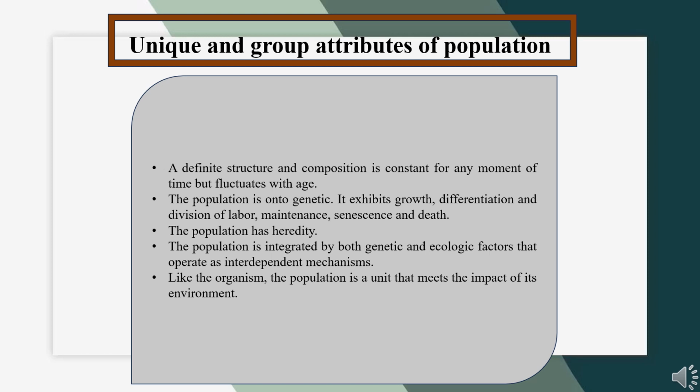The point merits further elaboration. At least five general attributes are exhibited by populations and organisms alike. Those are: a definite structure and composition that is constant for any moment of time but fluctuates with age. The population is ontogenetic. It exhibits growth, differentiation, and division of labor, maintenance, senescence, and death. The population has heredity. The population is integrated by both genetic and ecologic factors that operate as interdependent mechanisms. Like the organism, the population is a unit that meets the impact of its environment.